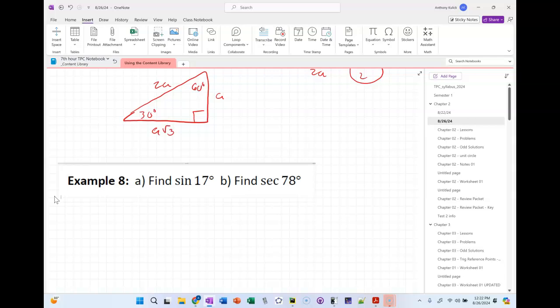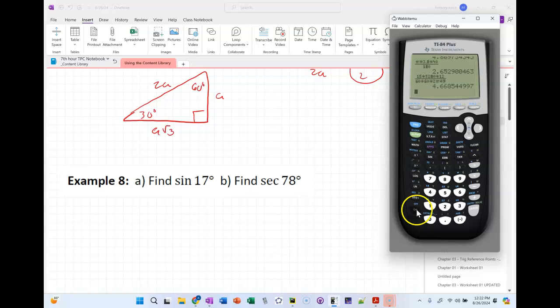Before I do that, though, what should I check? Yeah, the mode of my calculator, right? The calculator mode should match the type of angle in my problem. This is 17 degrees, so before I type sine 17 into my calculator, I want to make sure I'm in degree mode. I am. I changed it last period. I just type sine 17 and press enter, so I get 0.292. No big deal there, right?